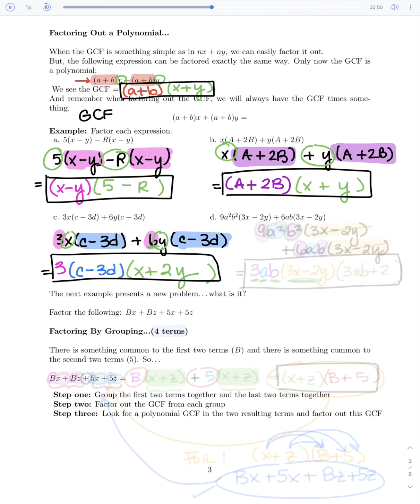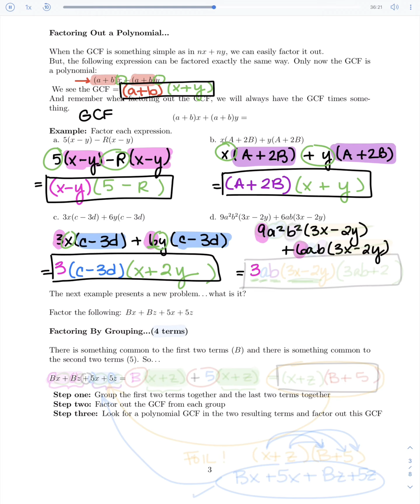Let's take a look at D here. In D, we have 9a squared b squared times 3x minus 2y plus 6ab times 3x minus 2y. So let's see what they have in common. Let's go piece by piece. First of all, we'll start out with the 9 and the 6. The 9 and 6 are both divisible by 3, so I can pull out a 3.